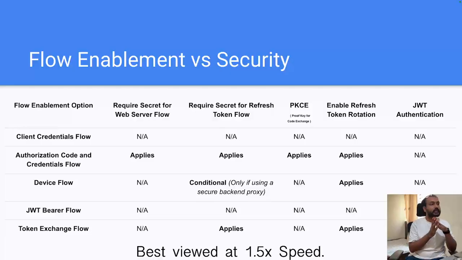As I told you, this is the one flow enablement which will go under a lot of scrutiny, because you have to choose all these security options based on your business use case. But let's come back to the client credential flow. Since it is a system-to-system integration, you don't have to worry about the devices, and you don't have to worry about the user context. That's why there are no security options that you have to enable based on your business use case.